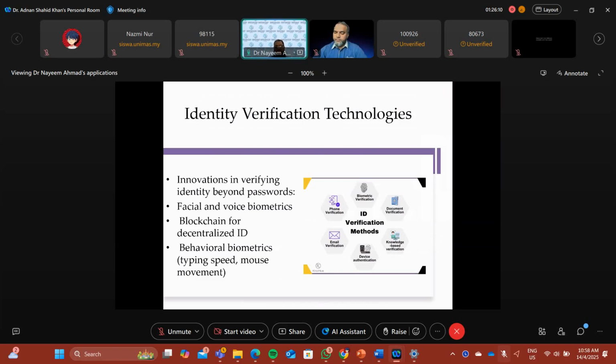We also have identity verification technologies, in which modern systems use biometrics, blockchain, and behavior signals. These are hard to fake and provide strong security to users. Facial recognition, for example, is increasingly used in banking apps nowadays. So we should activate these services to make sure that our assets are safe.